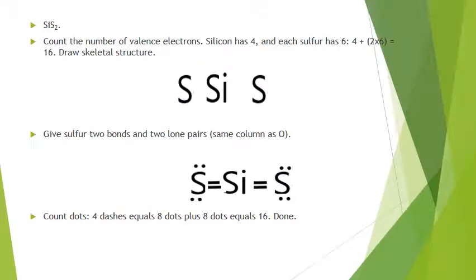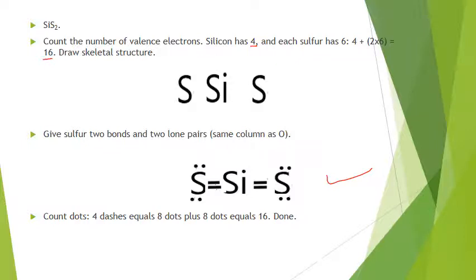SiS2. Silicon has 4 electrons; it's in the same column as carbon. Each sulfur has 6, so it's 4 plus 2 times 6, 16 valence electrons. Put the silicon in the middle. Now give sulfur its number of bonds and lone pairs. It's in the same column as oxygen, so it's going to have 2 bonds and 2 lone pairs when it's on the outside. So that's what you get here. Now count up the dots: 2, 4, 6, 8, 10, 12, 14, 16. Done.